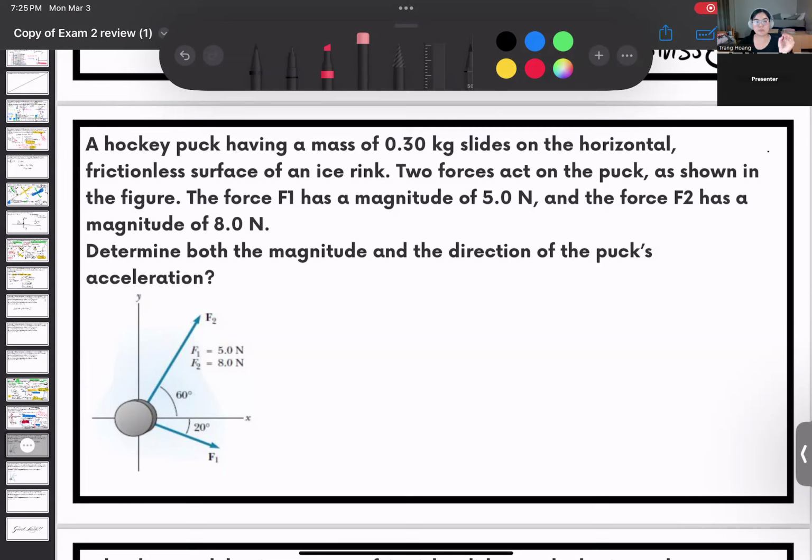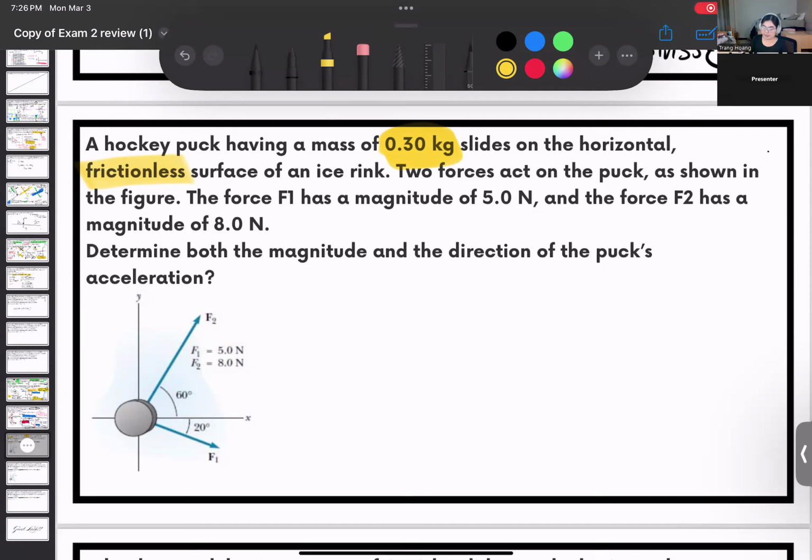All right, let's begin. A hockey puck having a mass of 0.3 kilograms slides on the horizontal frictionless surface of an ice rink. We like that it's frictionless, right? There's no force of friction to consider. Let's highlight all the essential information. 0.3 kilograms. Frictionless. Two forces are acting on the puck as shown in the figure.